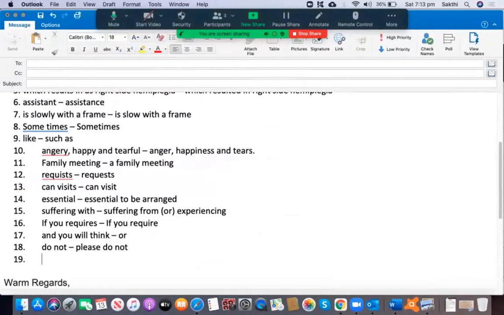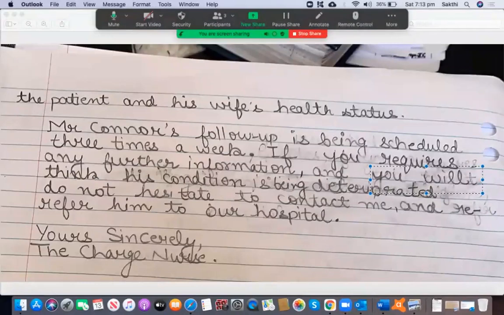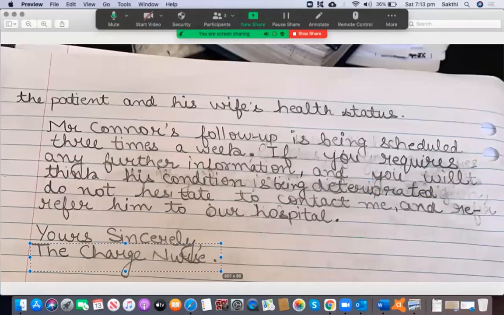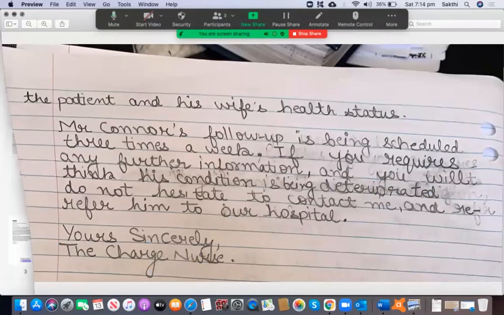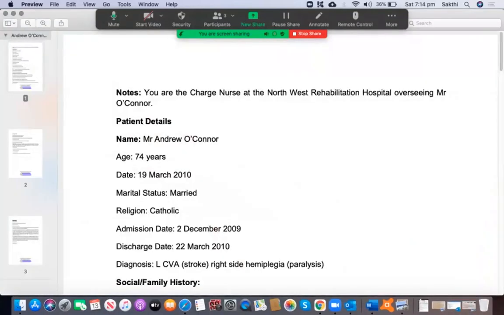And you could have given a blank line between yours sincerely and the charge nurse. One blank line in between. That's okay, this is correct, but give a blank line between yours sincerely and then the charge nurse. All right, okay, sir. Let me check whether you have included all the relevant case notes or not.